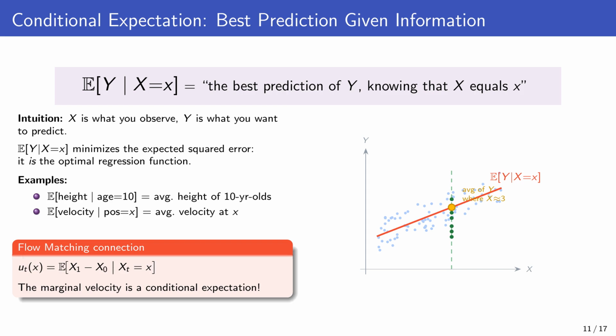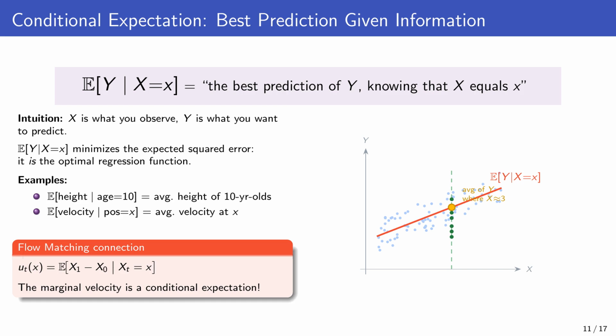Imagine you have a cloud of x-y pairs. For a specific value of x, the conditional expectation is the average of all the y values at that x. If you think of x as position and y as velocity, then E of y given x equals x is the average velocity at position x.